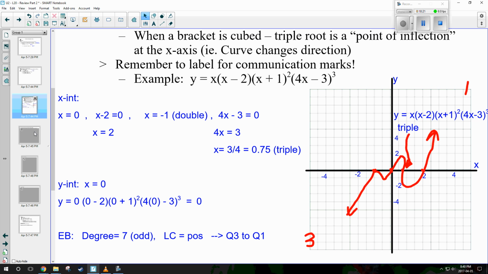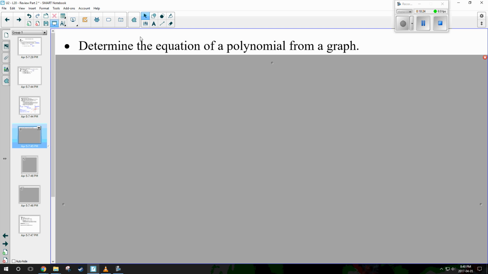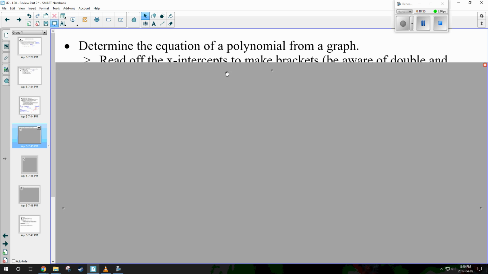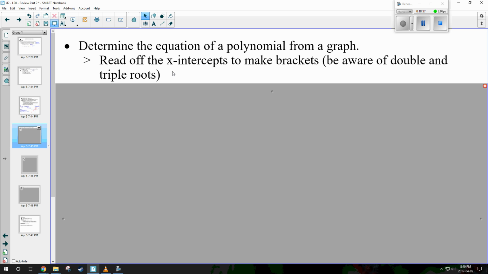Okay, the next topic is being able to determine the equation of a polynomial from a graph. So doing basically the opposite of what we just did. I'm going to give you a graph and you need to be able to come up with the equation. So let's look at the steps first. The first step is to read off the x-intercepts to make up our brackets in our equation. Just make sure that you are aware of your double and the triple roots. On any of those graphs, the triple roots will be very obvious, so you should be able to identify wherever there is a triple root. So make those brackets first.